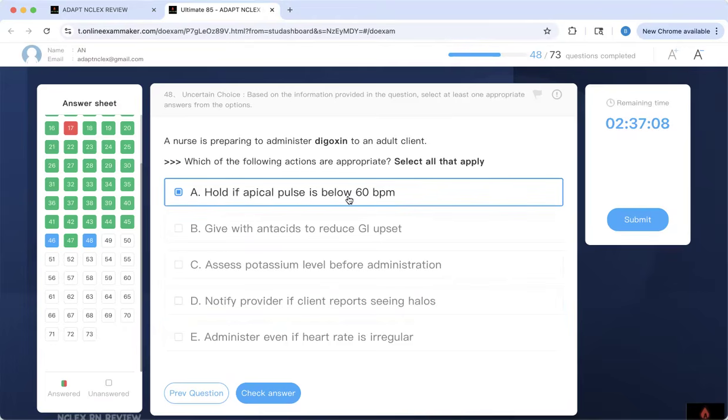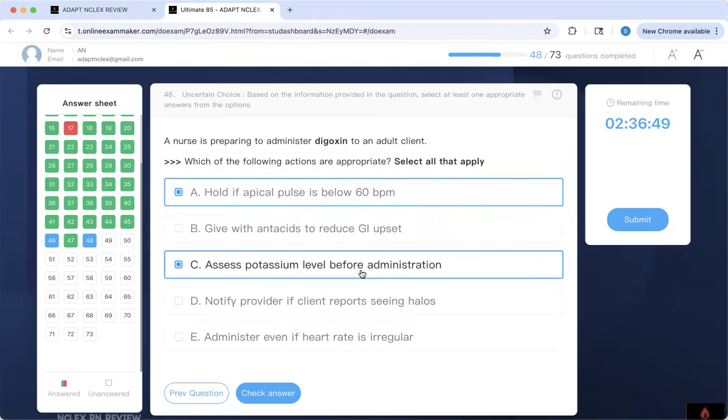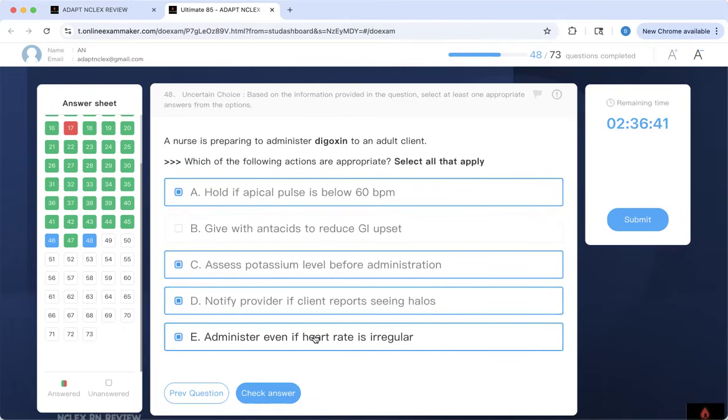Apical pulse less than 60, you should hold it. You should not give them antacid to reduce GI upset. If I see GI upset, toxicity. Assess potassium level before administering. If it's low, it can cause toxicity. If they start seeing halos, that's the problem. And you still have to give it to them. Even if they have AFib and irregular, you still give it to them because it's mostly going to help with the rate control. The rate should be fine, but they can have an irregular rhythm.